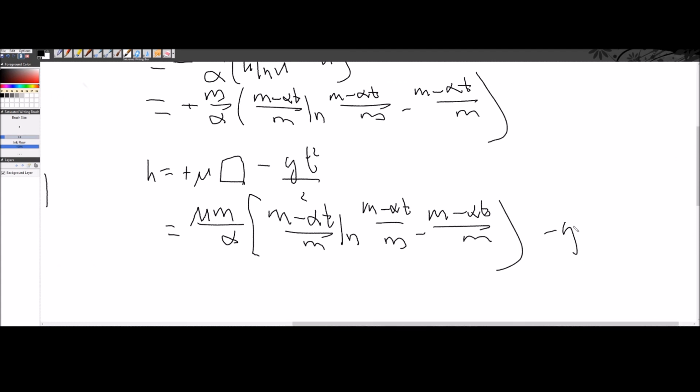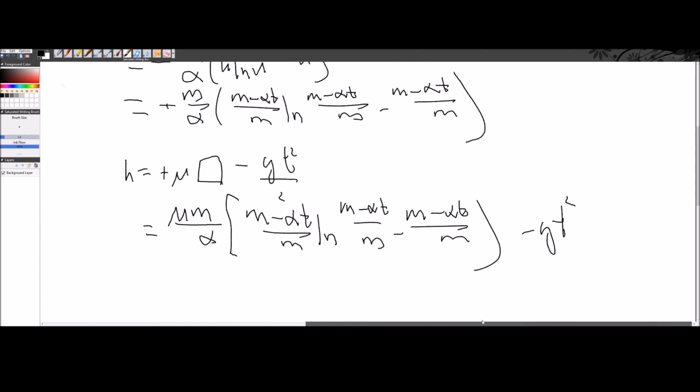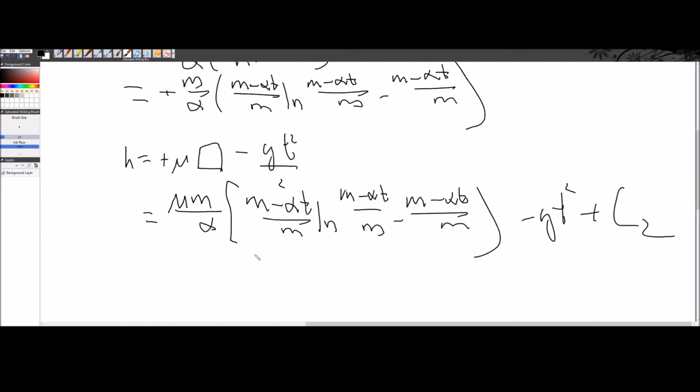And minus gt squared. But don't forget, you're going to get a constant of integration here. Let's call it C2. I skipped C1, but nobody cares, right? All right. So now we got this covered, right? We can just see, have m here, out of here, out of here. Also m here, out of here.